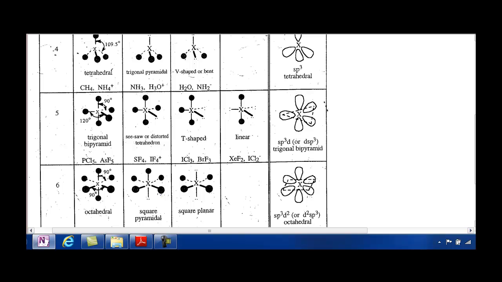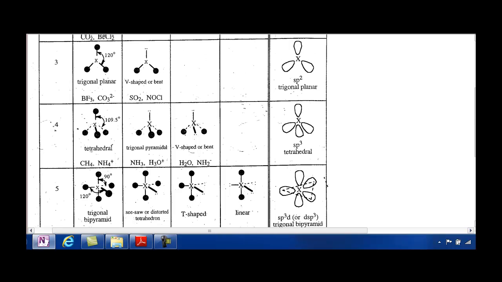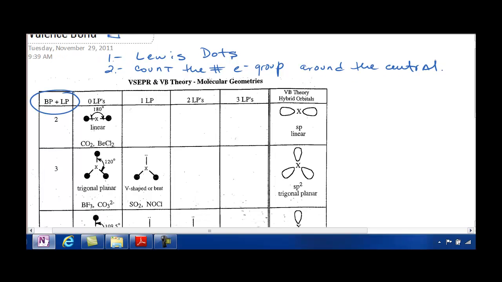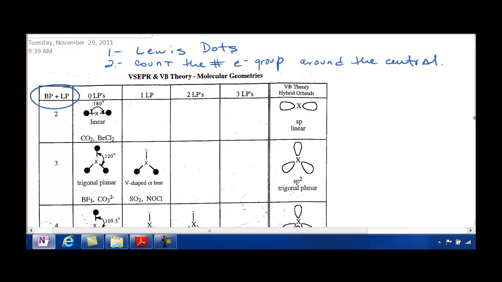Okay. So we are still talking about bonding, still talking about the same theories that we were before, but we are going to be adding to the picture. Lewis dots is a very simple theory. Counting the number of groups around the central atom, the central element, could determine the shape, the electronic geometry.